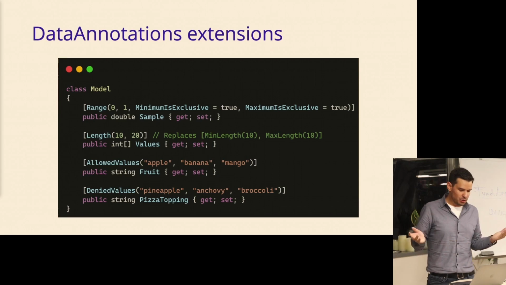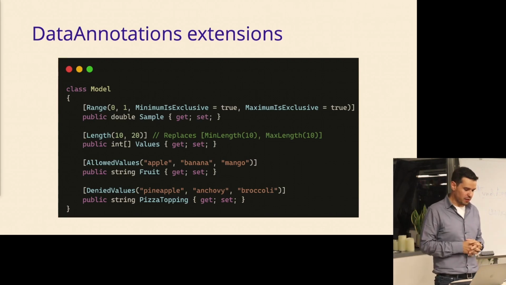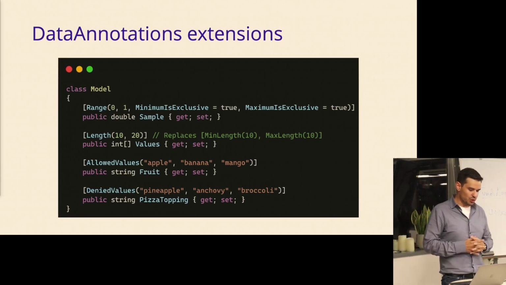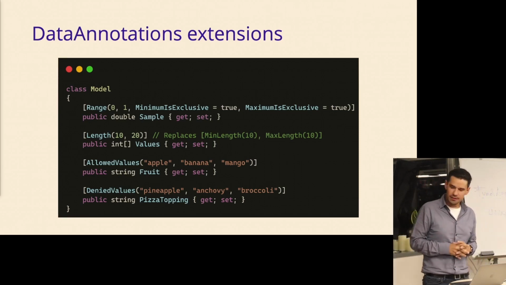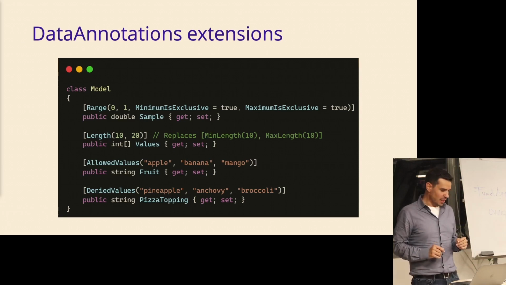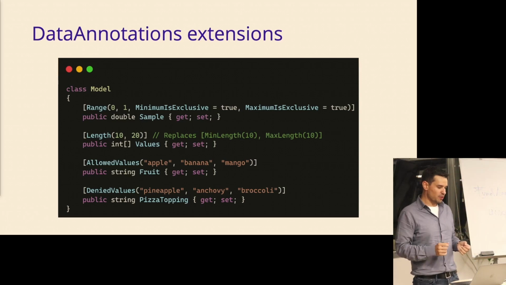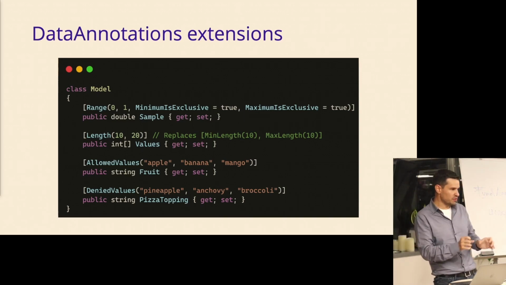We've also added a length attribute that combines specifying lower bounds and upper bounds for the acceptable lengths for a collection or a string you are trying to validate. We've added allow list support, and we've added deny list support. Basically, the values specified are either only allowed in the first case or they fail validation if they're specified in the latter case.